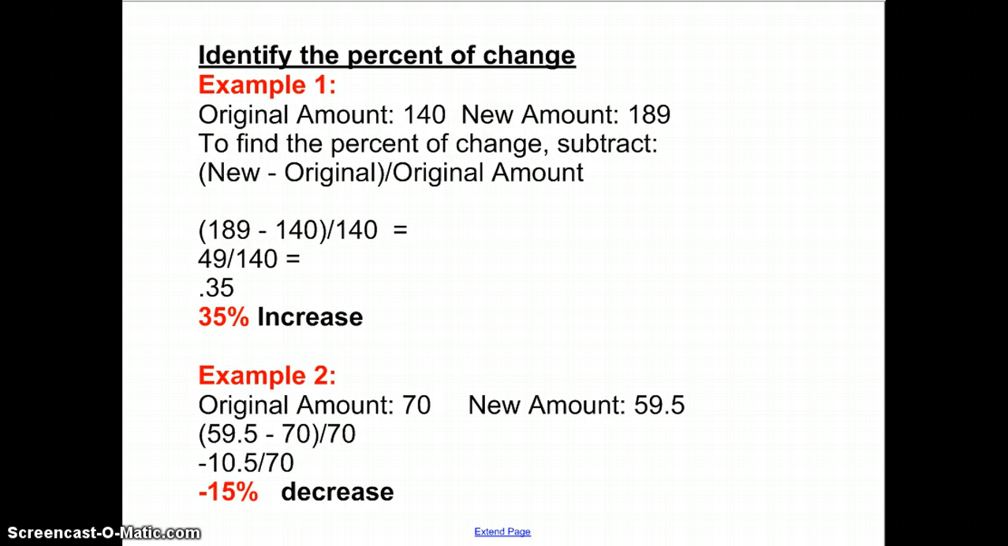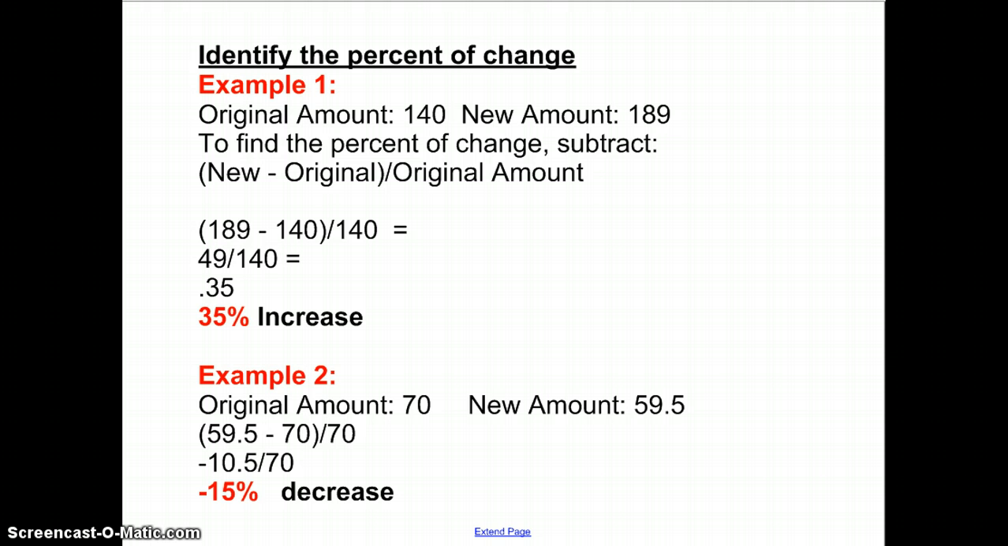So here's an example. If the original amount is 140 and the new amount is 189, you want to find the percent of change. To do that, you always take the new minus the original and divide by the original. So in this case, we'll have 189 minus 140, and then divide that by 140. That's 49 divided by 140. That's 0.35. Now remember, 0.35 means 35%, and in this case, because your answer is positive, it's a 35% increase.